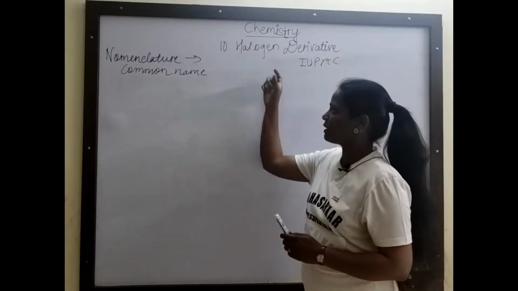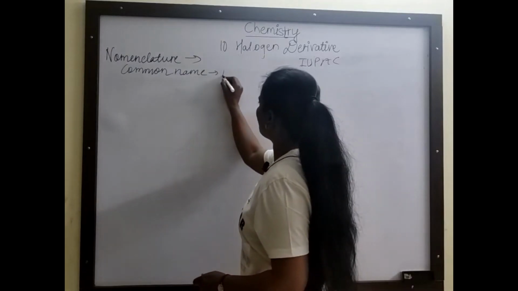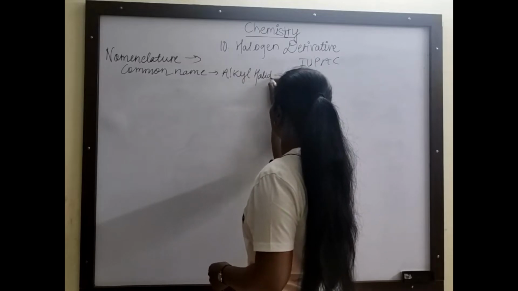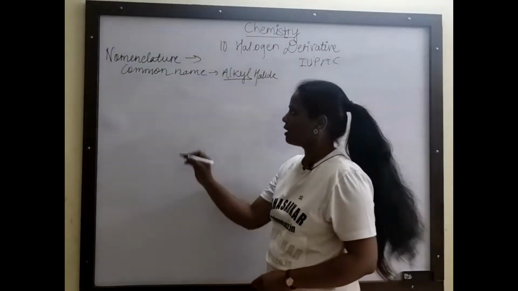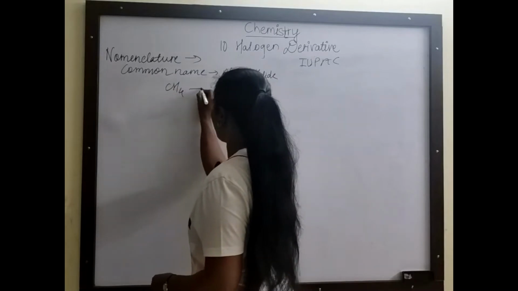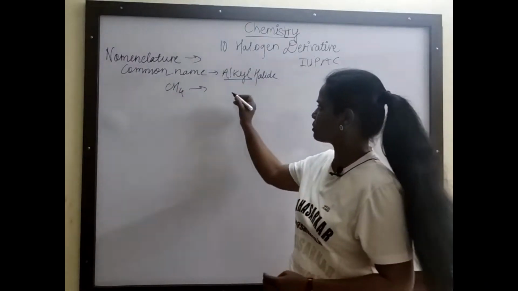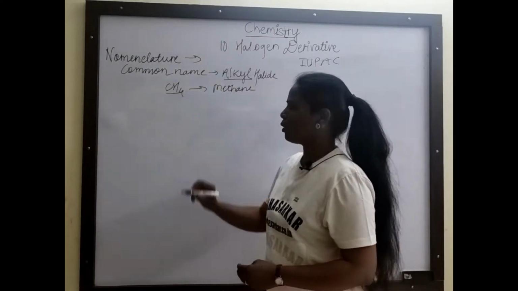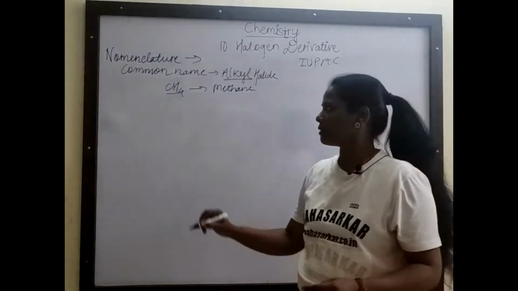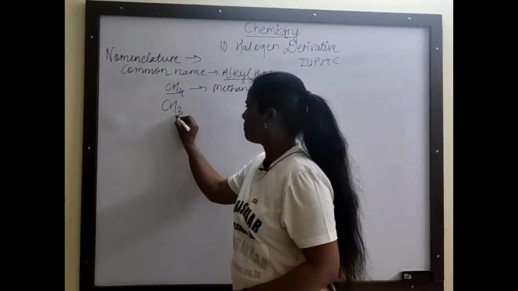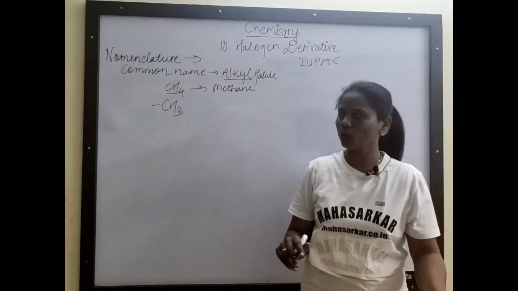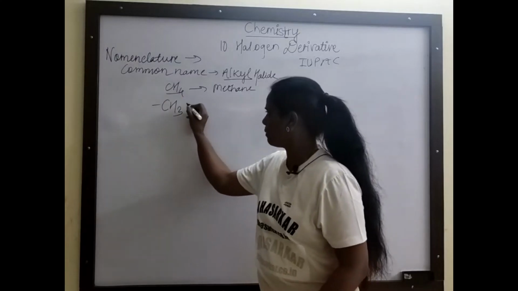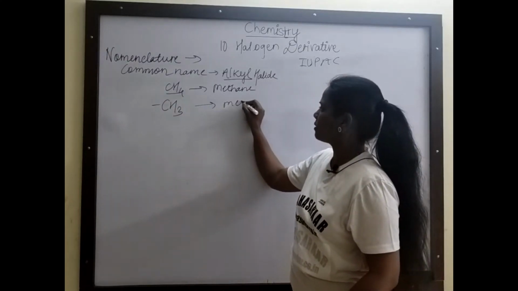Now in halogen derivatives, the common name will be given by the simple word alkyl halide. Now what exactly does alkyl mean? See, first example, CH4. The parent root word for this one is methane. From methane, out of the 4 hydrogen atoms, any one hydrogen atom will be replaced to attach any other functional group, or simply here a halogen atom. So this CH3 group is known as methyl.